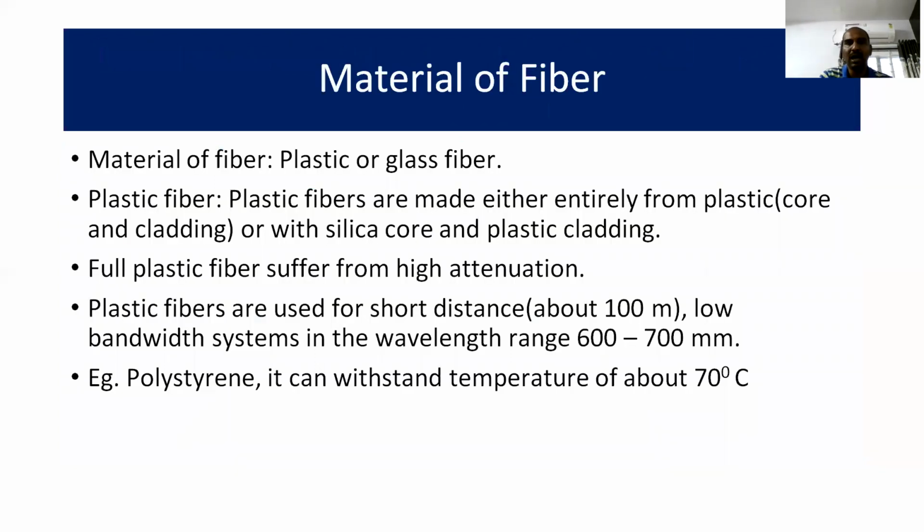Then coming to another classification of optical fibers, based on the material used for manufacturing optical fibers, we have two types. First one is plastic fiber, second one is glass fiber. What is this plastic fiber? These plastic fibers are made either entirely from plastic, that means both core and cladding are made of plastic, or sometimes with a silica core and plastic cladding. The core is manufactured with silica and the cladding with plastic.